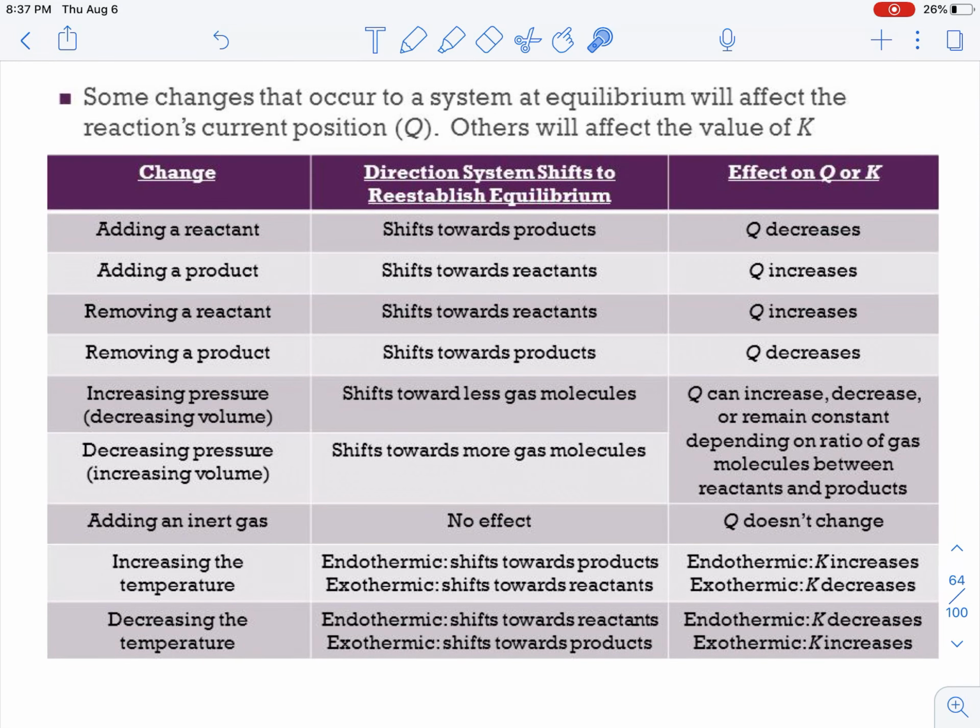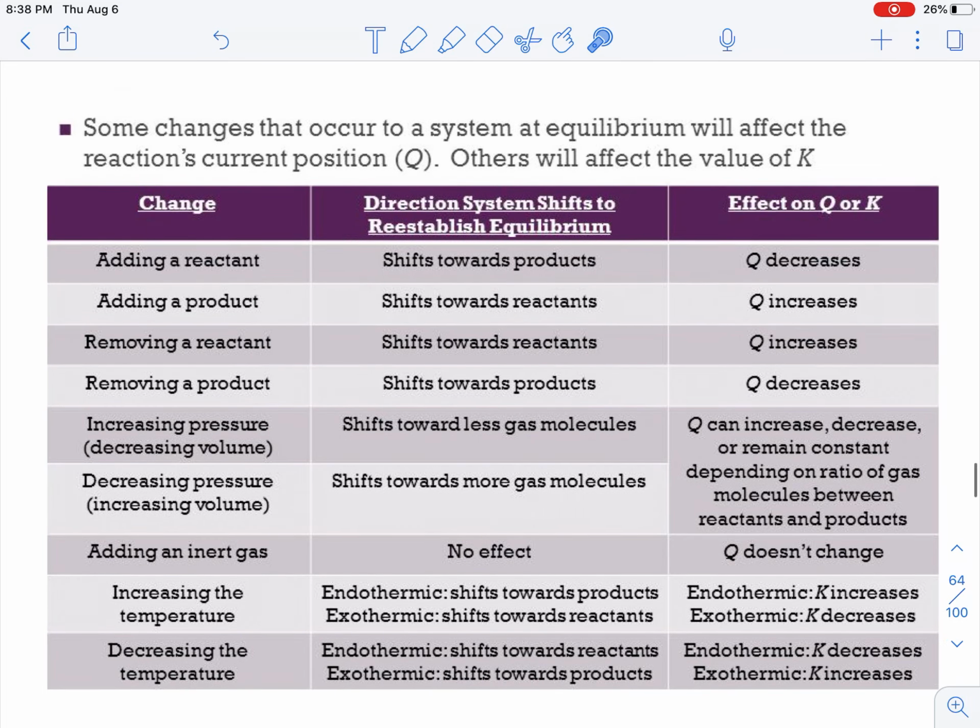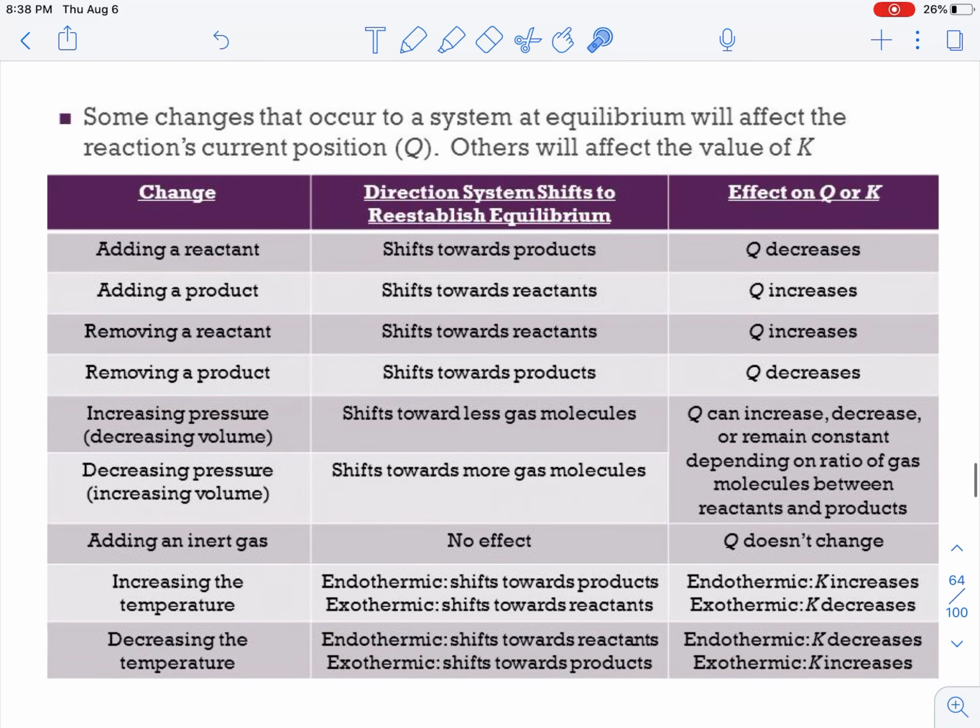For the other conditions, pressure, inert gases, temperature, we're not going to focus on effects on Q. It gets a little bit too complicated, but that's okay. We're only going to be focused on changes in concentrations of the reactants. How will Q change? So that's pretty much it for this lecture video.